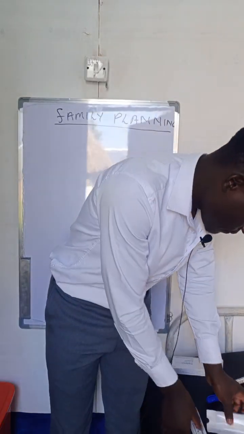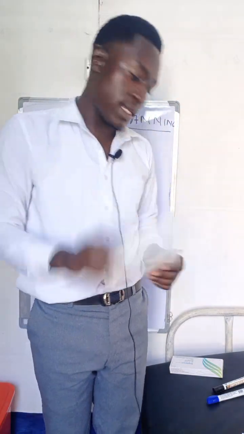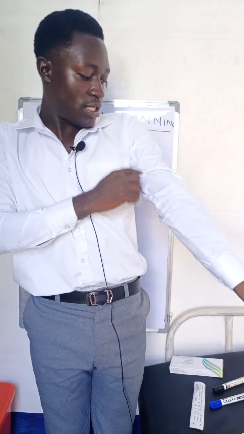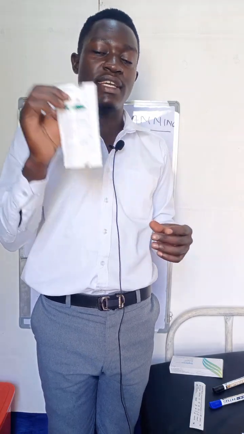Next we have this one. This we call Jadel. So this is a 5-year family planning method. When you look at this, you will find that we have two strips, and this is the applicator. This is the tool which is used to insert these two implants. So it is put under the arm here, whereby you get two strips. So this is a 5-year family planning method. This protects you against getting pregnant for a period of 5 years.